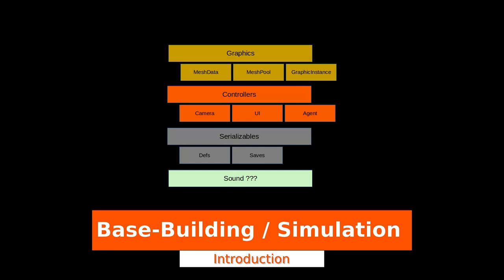We also are going to have controllers, like for the camera, or for the UI, or for the agents, because it's quite nice to have our agents moving in the code, but it's nicer if we see the character moving, right? Then serializables. We are going to be able to save our game and to load our definitions from, I don't know, XML or JSON. I need to think about this. And for the sound system, I have no idea, honestly, because I don't have much experience in Unity working with sound, but we are going to learn together, right? So this is going to be fun.